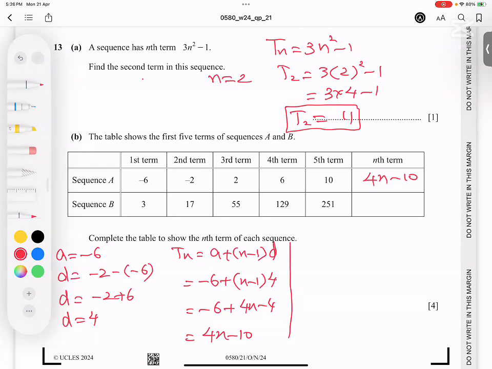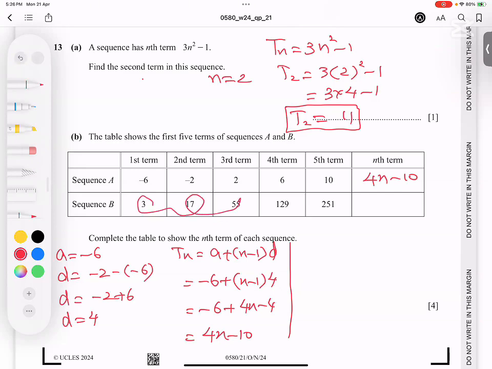Next part is what we are saying here. If I check, 3 plus 14, I got 17. But the next is not adding 14, so this is not an AP. I'm not getting the next term by adding. So no AP, so let's try a GP. GP is by multiplying by some number. No, it's not even a GP. Then we have to check square numbers.